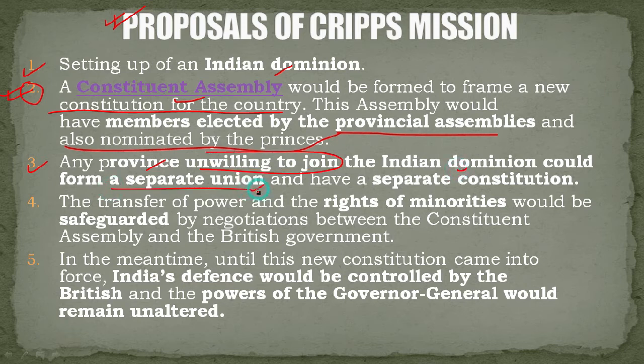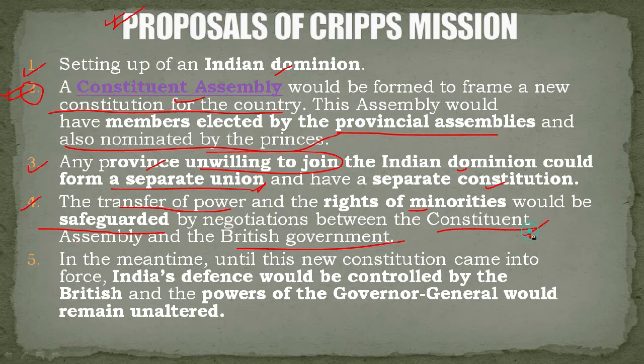It means that we had a lot of princely states at that point of time, so whichever part did not want to become a part of Indian Dominion, it could go off and form a separate union of its own and have a separate constitution as well. Number 4, we see the transfer of power and the rights of minorities. Another significant point, the transfer of power and the rights of minorities would be safeguarded by negotiations between the Constituent Assembly and the British government.